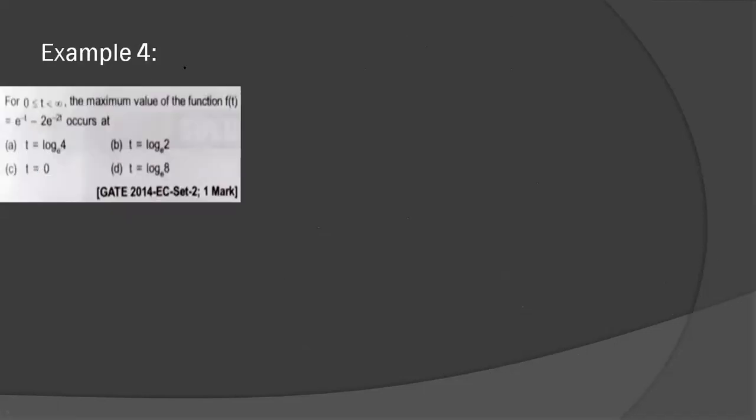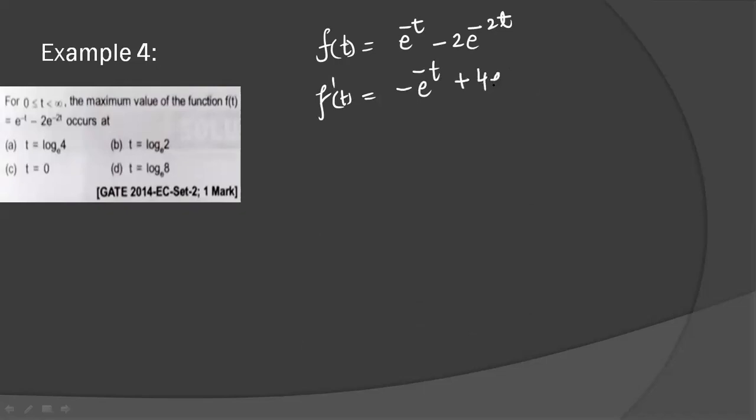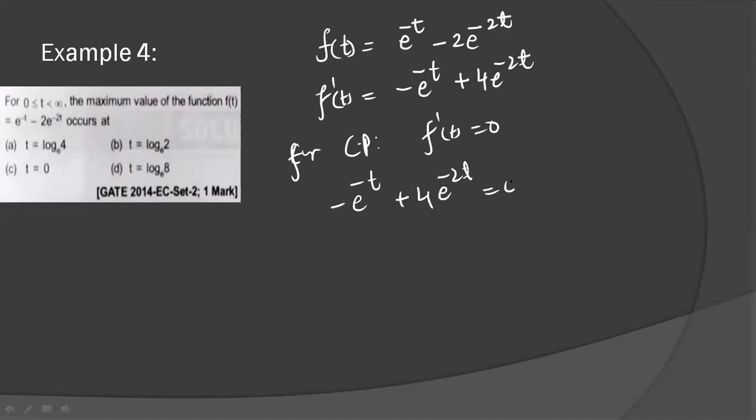Fourth, the maximum value of the function at which point: f(t) is equal to e to the power minus t minus 2e to the power minus 2t. So f dash t will be minus e to the power minus t plus 4e to the power minus 2t. For critical points, f dash t equal to 0. So minus e to the power minus t plus 4e to the power minus 2t equal to 0, so 4e to the power minus 2t equal to e to the power minus t.